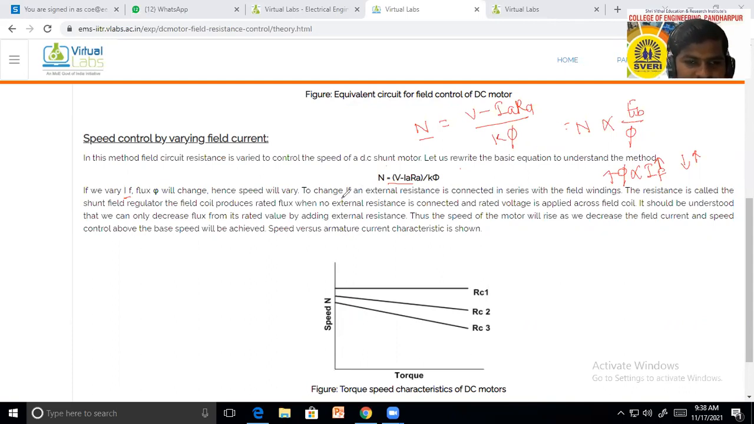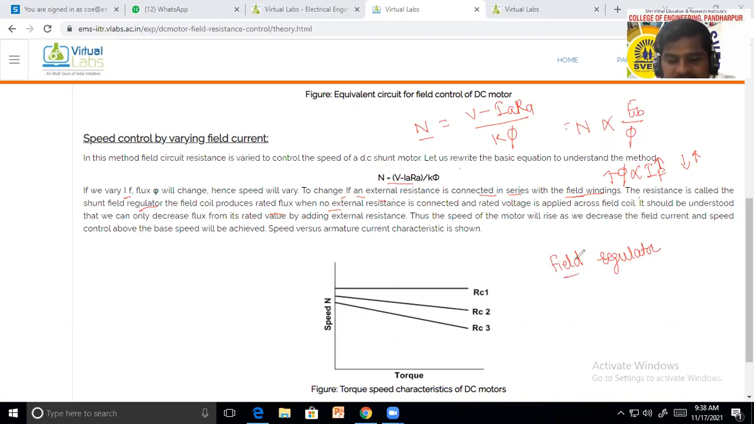See, an external resistance is connected in series with the field winding to change the speed. This resistance is called the shunt field regulator. Whatever resistance we connect in series with the shunt field winding, this resistance is also called the field regulator, or shunt field regulator.